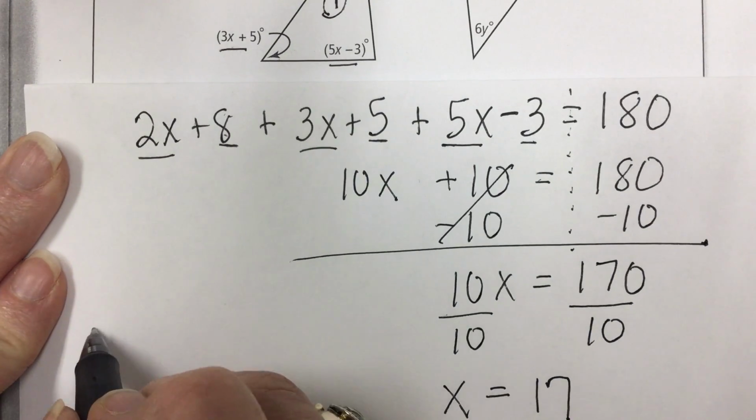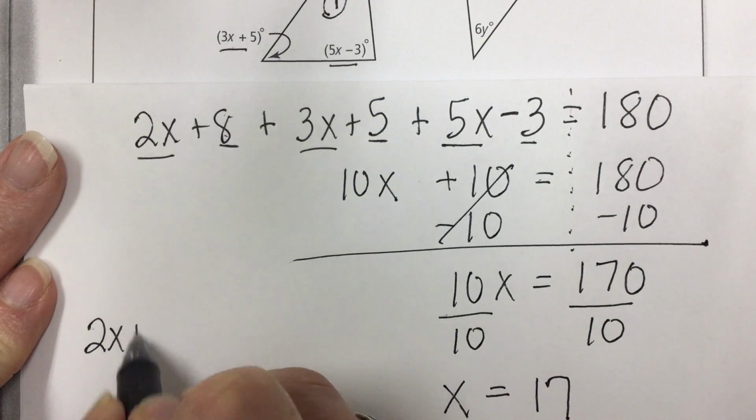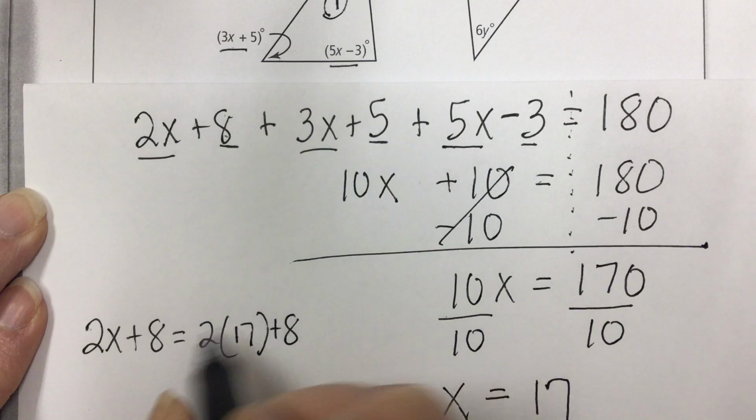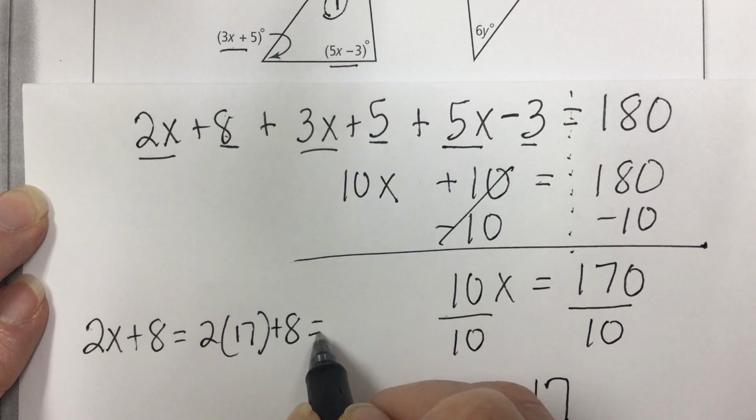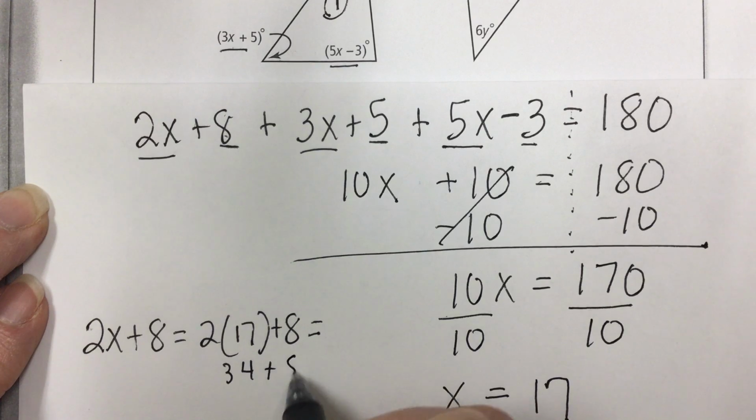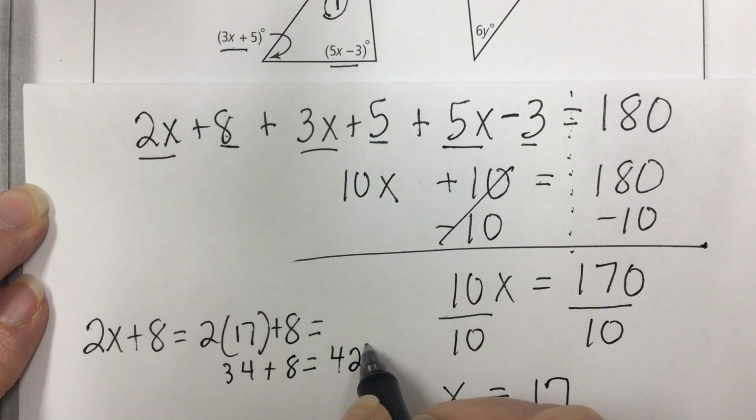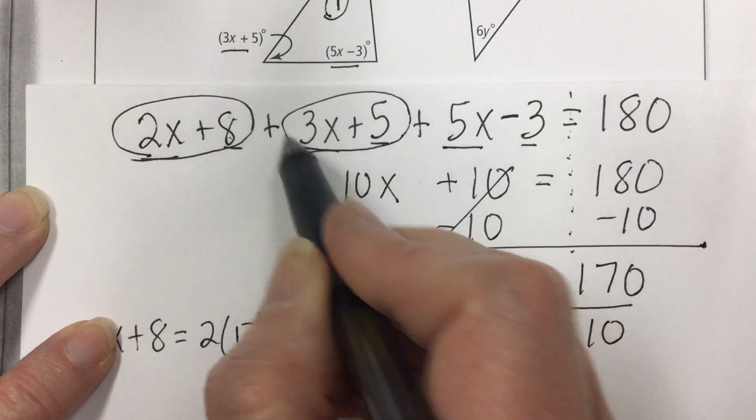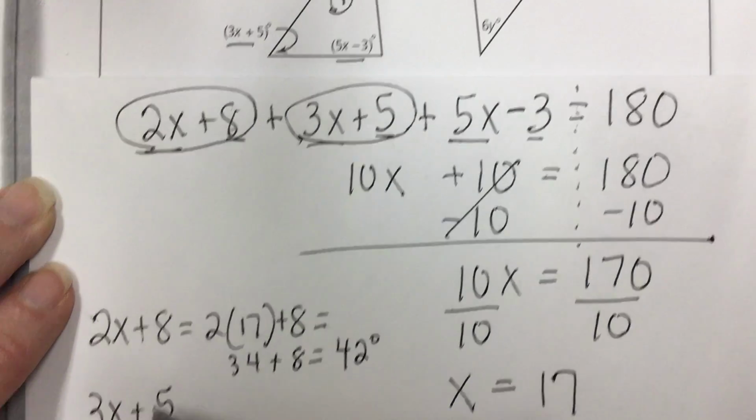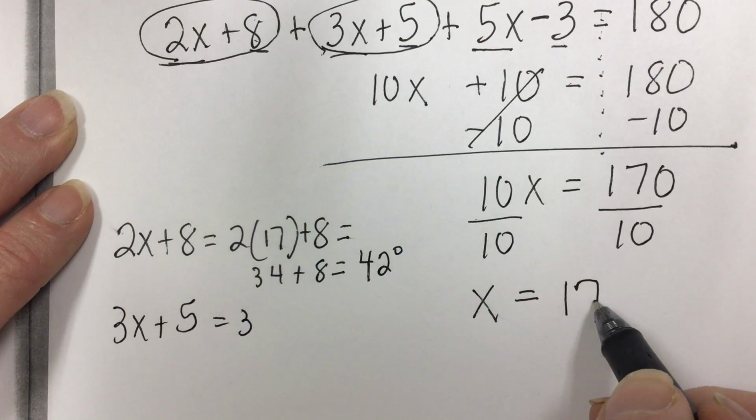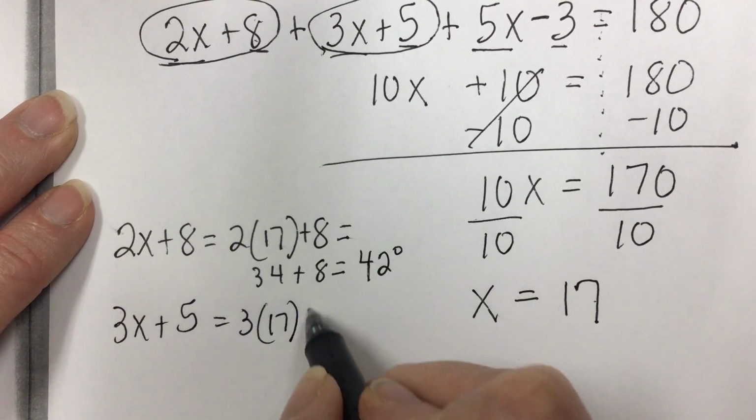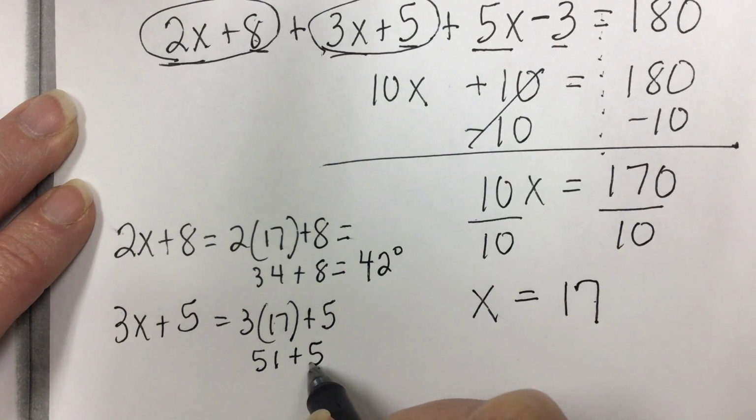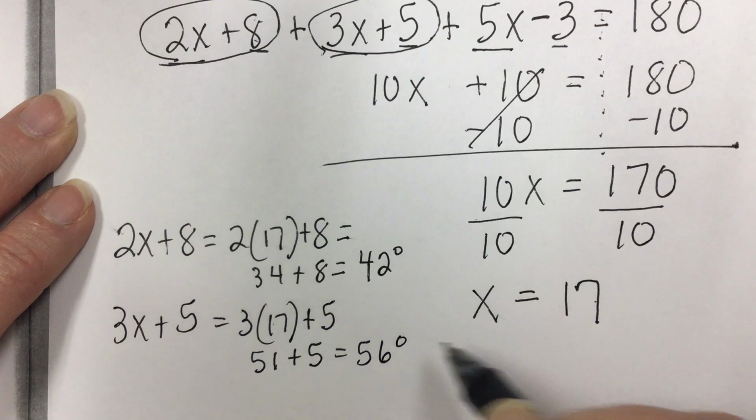To go back and find the measure of the angle that was 2x plus 8, I must plug in 2 times 17 plus 8. 2 times 17 is 34, and 34 plus 8 gives me 42 degrees. That was the measure of this angle. The measure of this angle, 3x plus 5, plugging in x is 17: 3 times 17 plus 5. Well, 3 times 17 is 51, plus 5 equals 56 degrees.